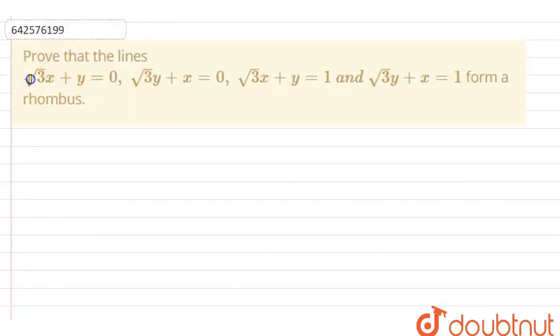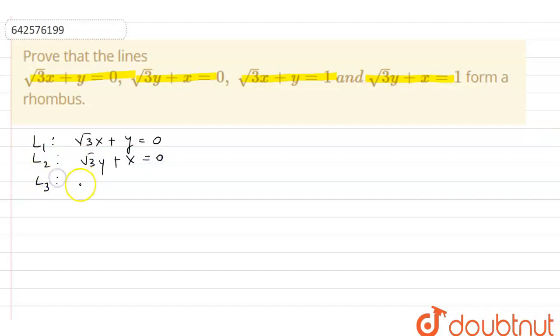Hello everyone, in this question we need to prove that these lines, line 1, line 2, line 3 and line 4 form a rhombus. Now let's rewrite it. So we have line 1 as root 3x plus y equals to 0, line 2 as root 3y plus x equals to 0, line 3 as root 3x plus y equals to 1, and line 4 as root 3y plus x equals to 1.